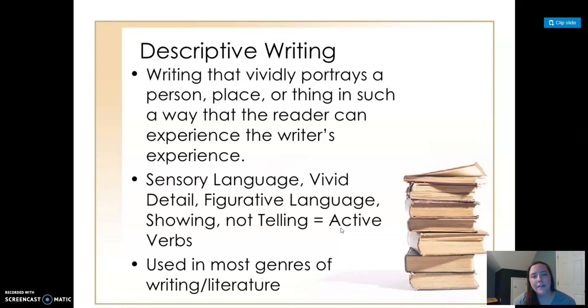So just allow your reader to experience your writing firsthand by making it so vividly descriptive that they can't help but feel the things that the author is describing. Again, most writing and literature uses description, and it has its place in academic writing.